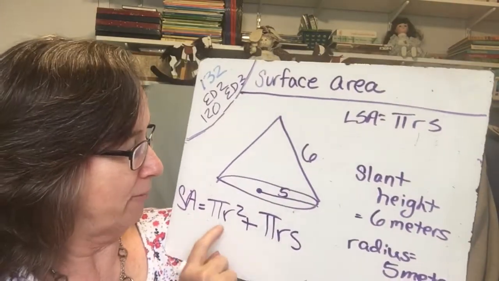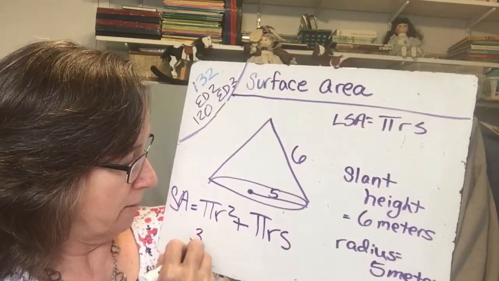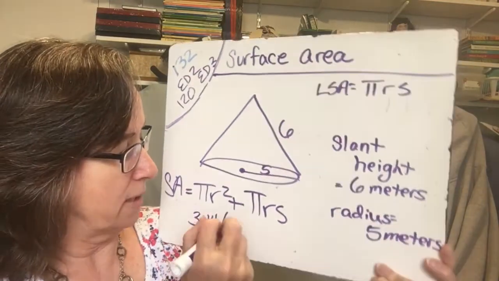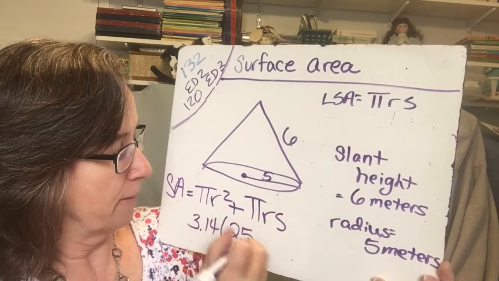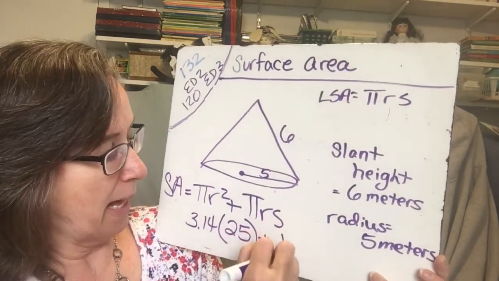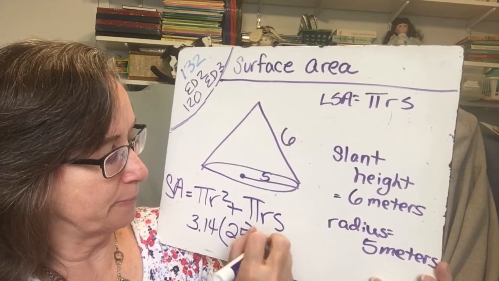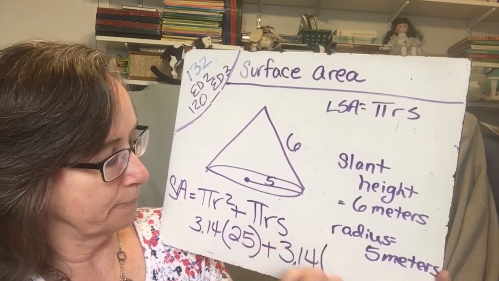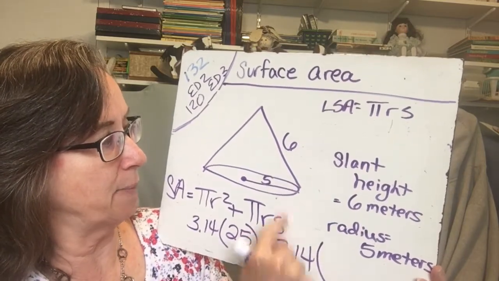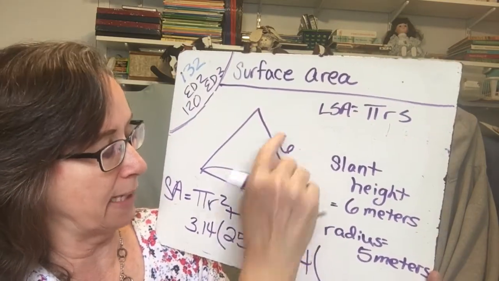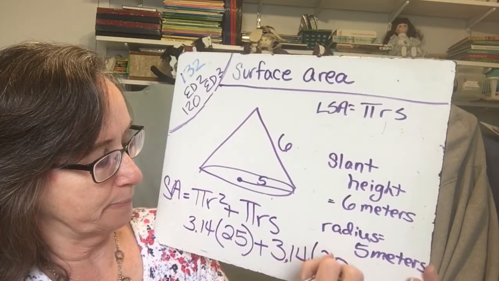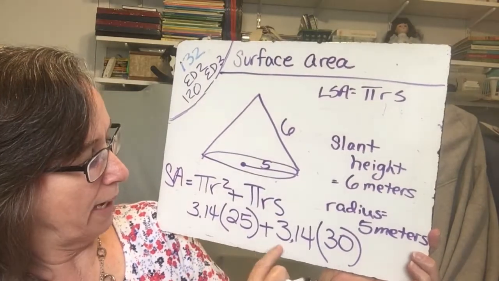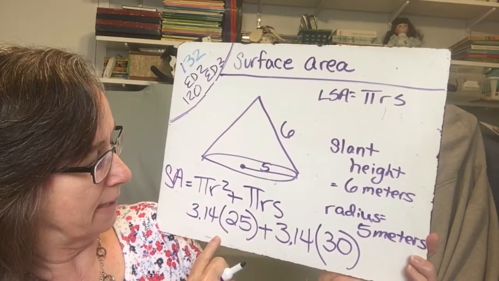So now I've got 3.14 times radius squared, which is 25, plus pi, 3.14, times radius times slant height. So radius times slant height is 30. Okay, so we are going to have to work on all of this.